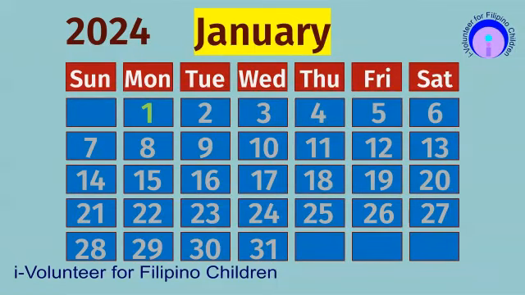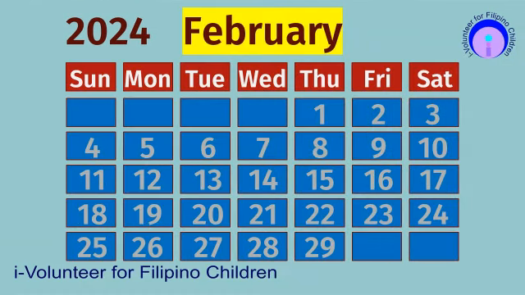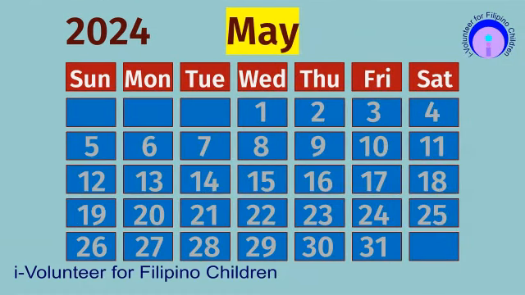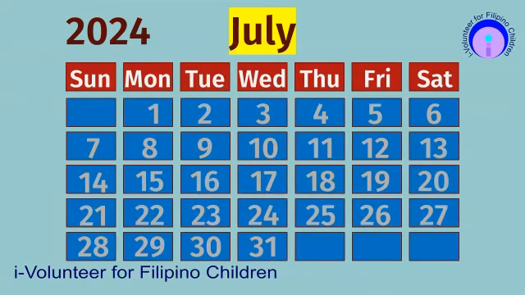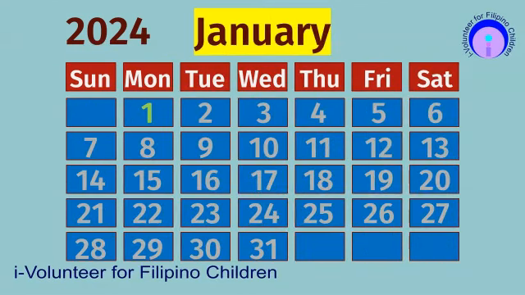Good day. Do you know what this is? That will be our lesson for today. This is a calendar. It is a table of days for the whole year. It shows you the 12 months of the year, starting with January.